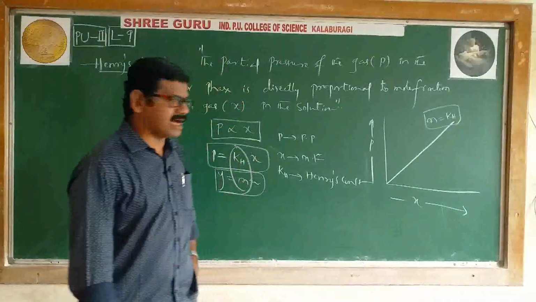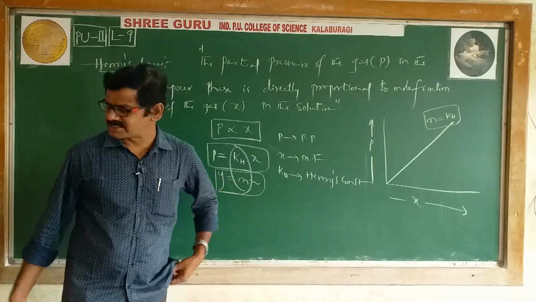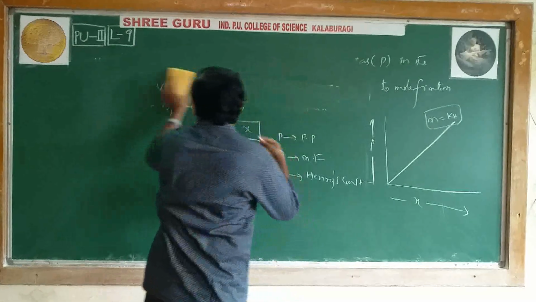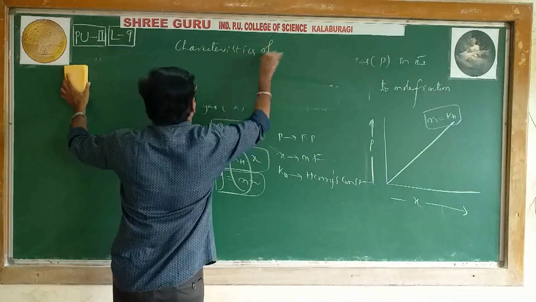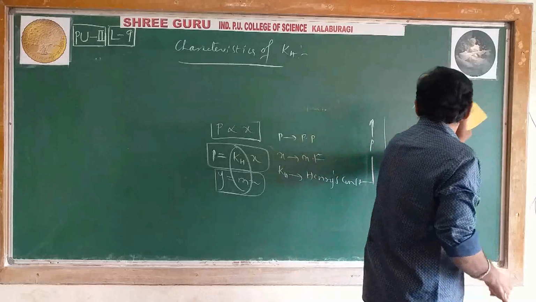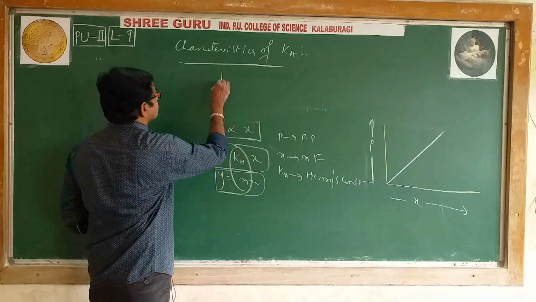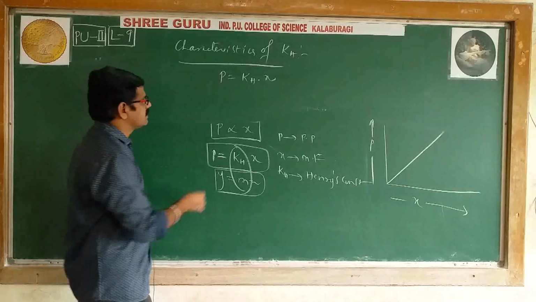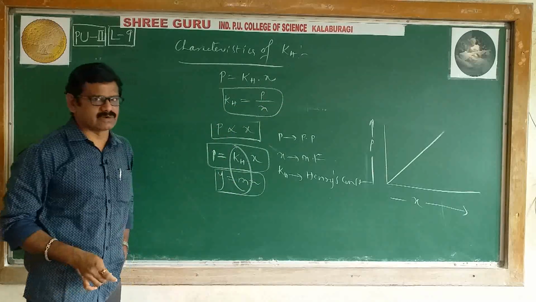Okay. Now we will discuss the characteristics of Henry's constant, KH. Whatever the equation is, P equals KH into X. Now KH brought to the left-hand side: KH equals P by X is the formula.